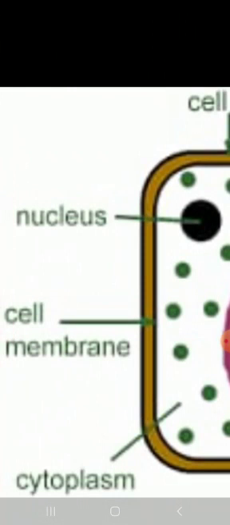The next label is the cell membrane, which is the inner membrane that lies on the inner side of the cell wall, and it gives shape to the cell. It is also protective in function because it allows only a few materials to come inside the cell while preventing others from coming in.